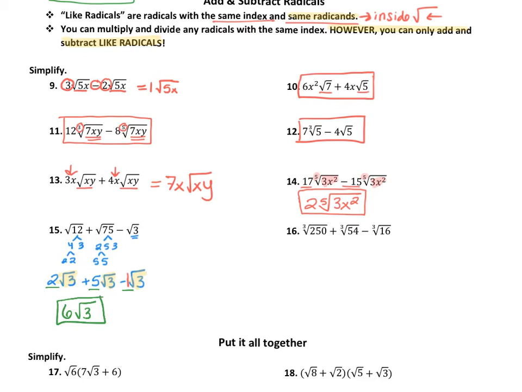final answer. So before you say it's fully simplified, make sure that you check to see if any of your radicals can be broken down. If they can be broken down, then simplify those, and then hopefully things should add together.